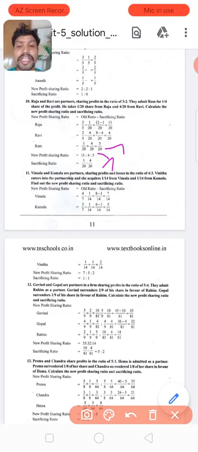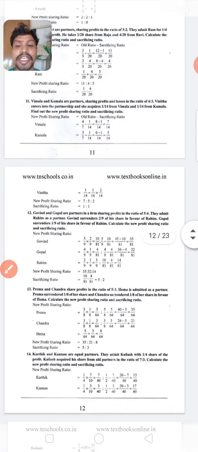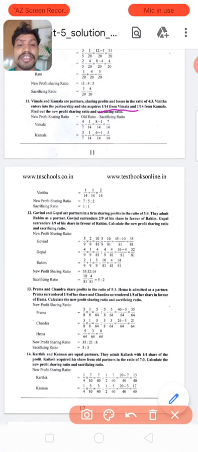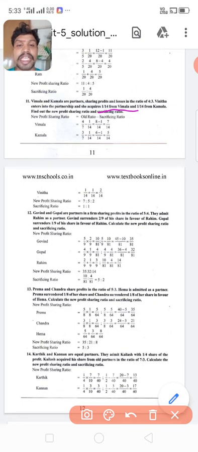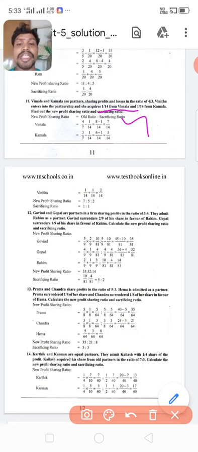Now we can go to the 11th problem. The 11th problem also uses the same method. Here you can see that they sacrificed equally; each old partner sacrificed 1/14, 1/14. So we can find the new ratio in an easy way: old ratio minus sacrifice ratio. Old ratio for Vimal is 4/7, then for Kamala 3/7, right? Vimal and Kamala are partners in 4:3. So this is the old ratio, 4/7, 3/7, right?